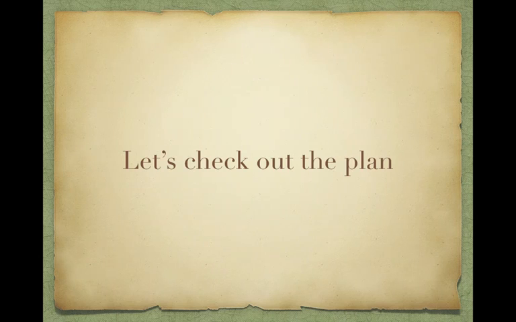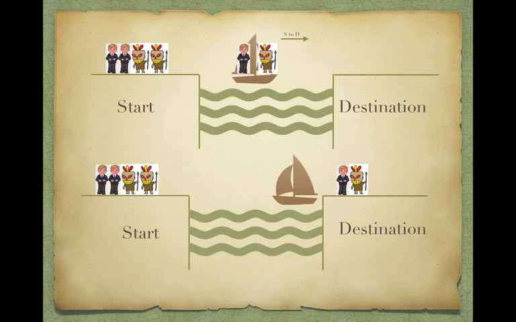Let's check out the plan. This is a simple visualization of a program execution. In the first step, as you can see, we have chosen one missionary and one cannibal from the starting point to travel to the destination.